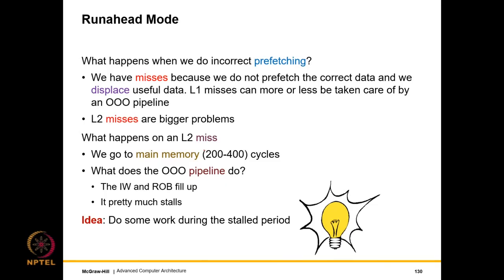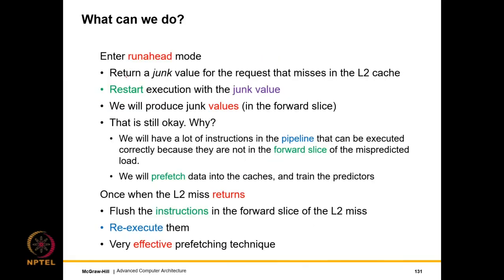Because we go to main memory, the access time is large, very large, 200 to 400 cycles. So our entire pipeline stalls. It fills up, the ROB fills up and the work gets stalled. What can we do? Well, a new novel idea. Not that novel, it's fairly old, but at least it's a different idea. We enter what is called the run ahead mode.